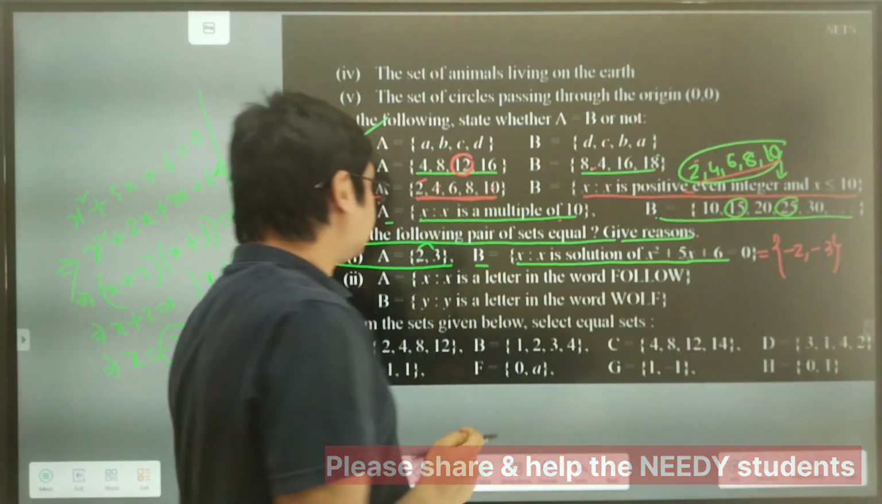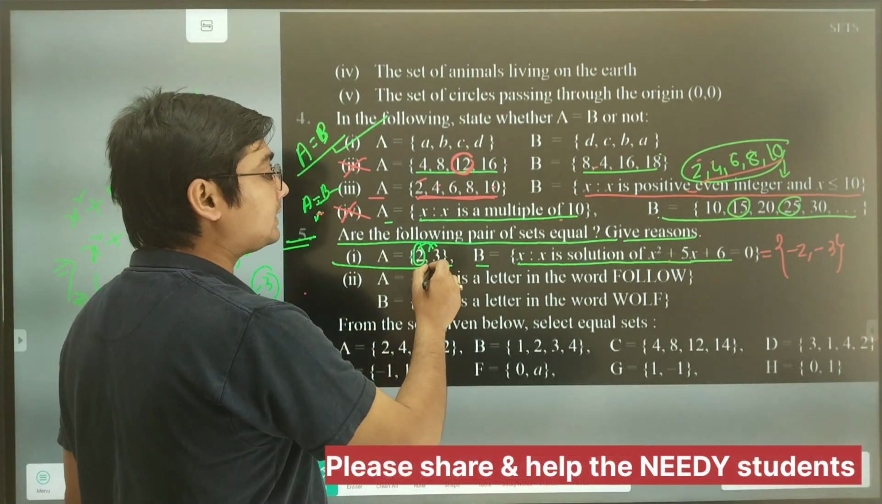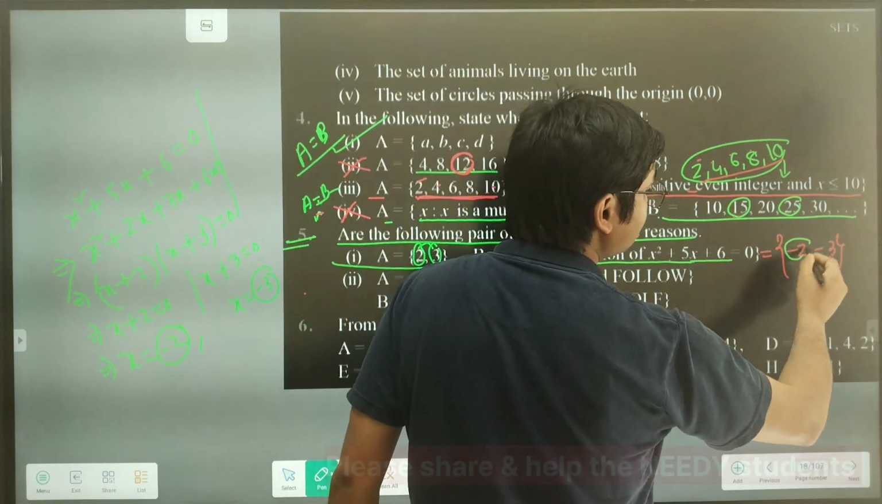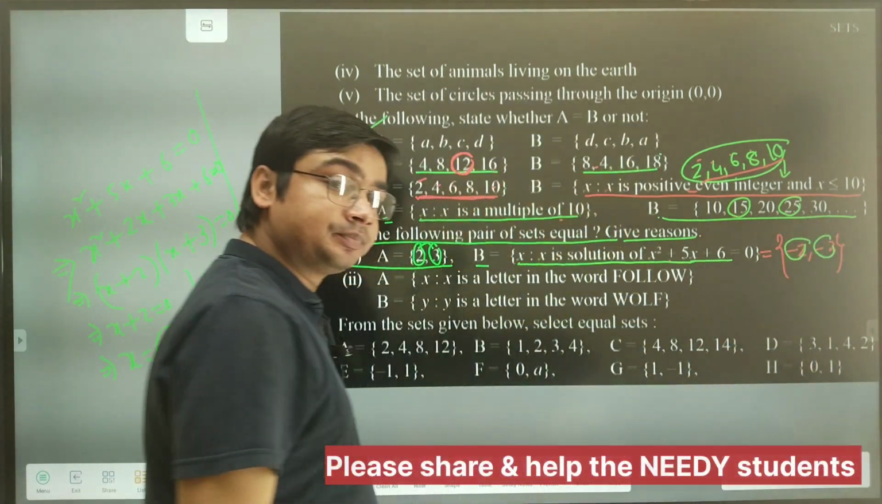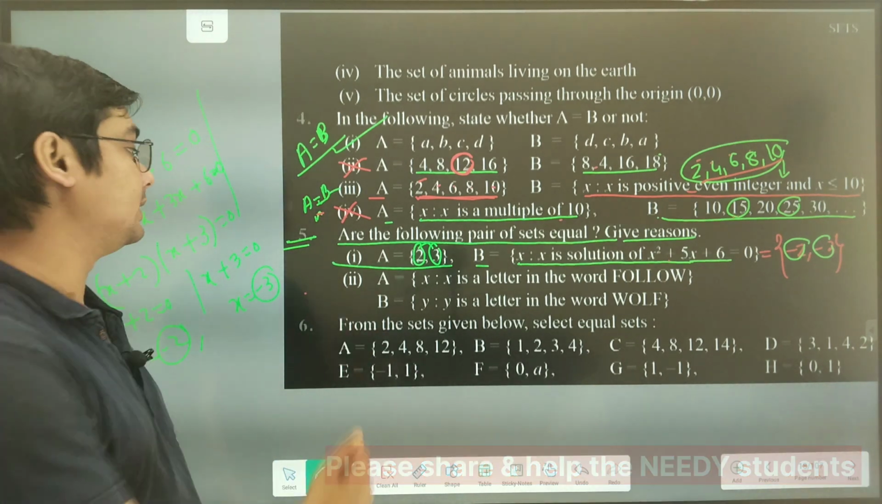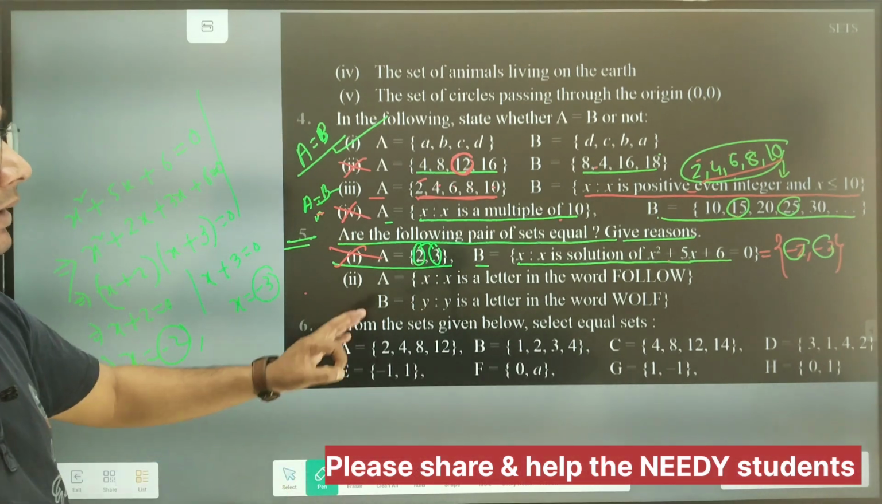Now check whether these two are equal. No, because here 2 and 3 are the elements, but here minus 2 and minus 3, they are not the same. That means these sets are not equal. The first one is not equal. So I hope there is no doubt here.